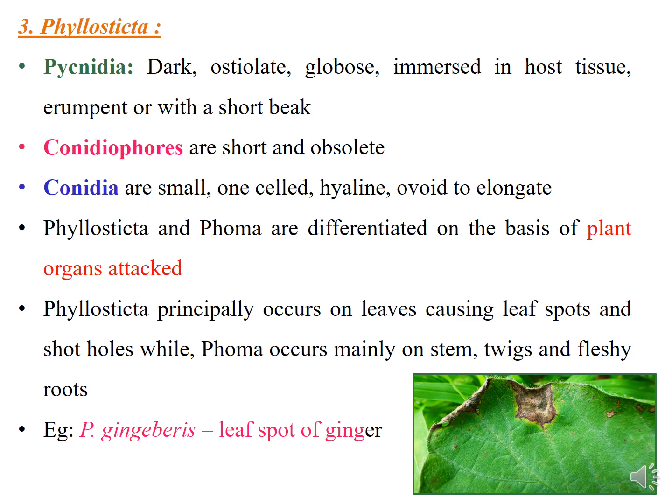Here Phyllosticta generally affects the leaves and causes leaf spot diseases, whereas Phoma occurs mainly on stem, twigs and fleshy roots. So Phyllosticta causes leaf spots and shot holes on the leaves, whereas Phoma occurs mainly on stem, twigs and fleshy roots. Example, Phyllosticta zingiberis, which causes leaf spot of ginger.